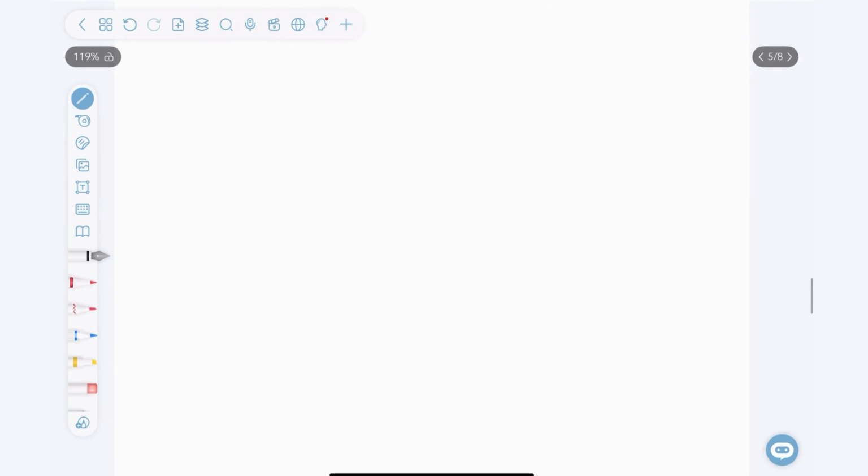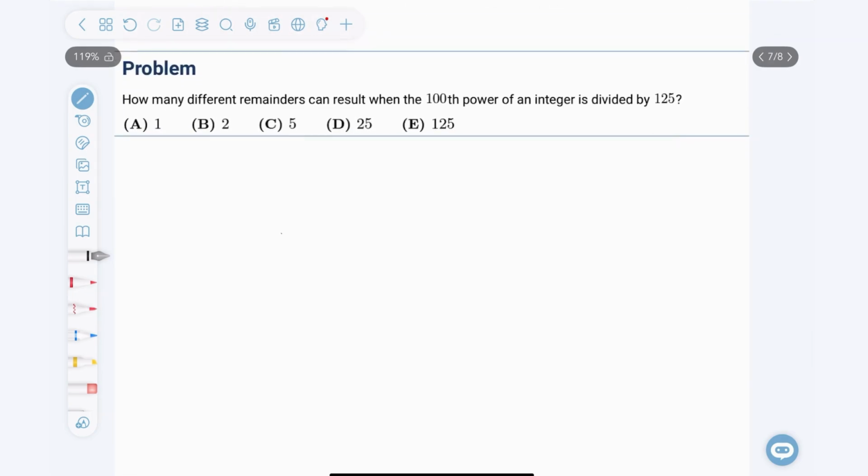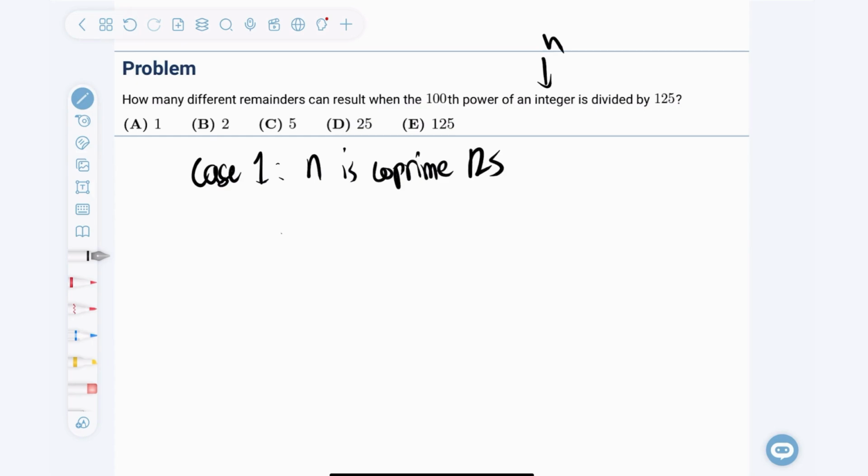So let's solve a problem using Euler's totient theorem. The problem reads, how many different remainders can result when the 100th power of an integer is divided by 125? So first, let's call this integer n. We can consider two cases here: the first case where n is co-prime to 125, and the case where n is not co-prime to 125. Our first case is where n is co-prime to 125, and this just means that they don't share any divisors greater than 1, so their GCD is 1.